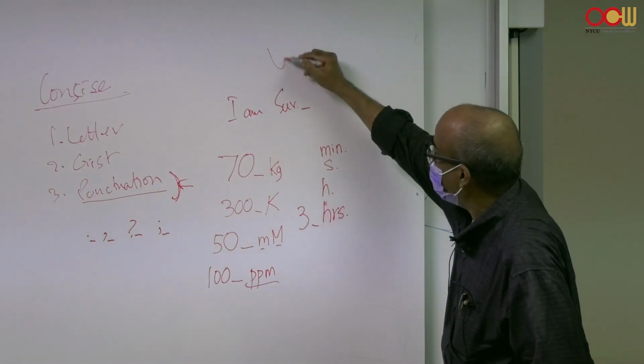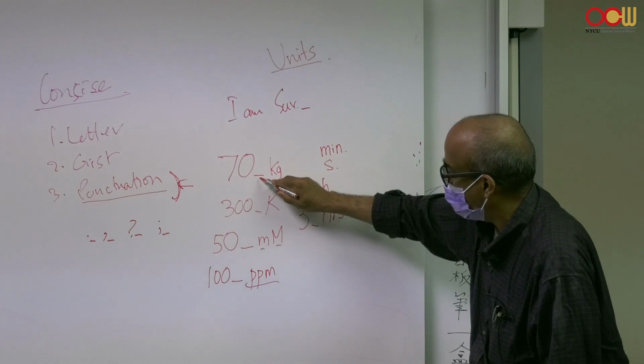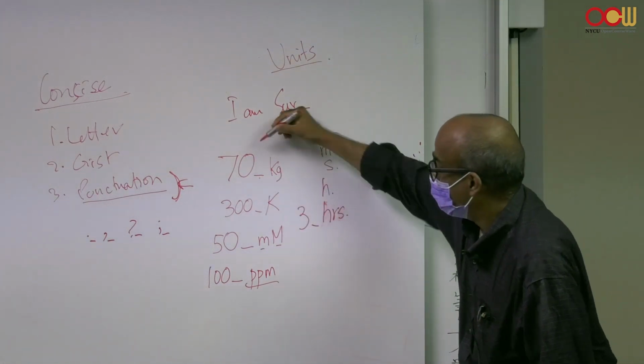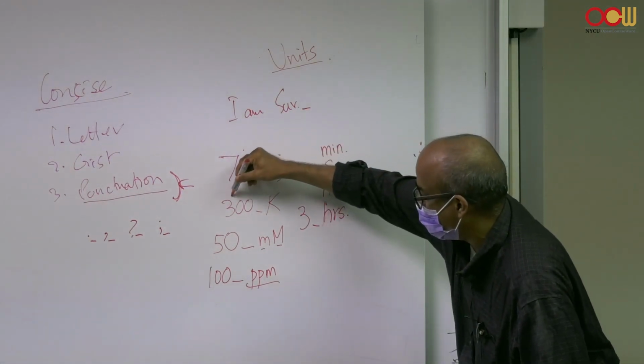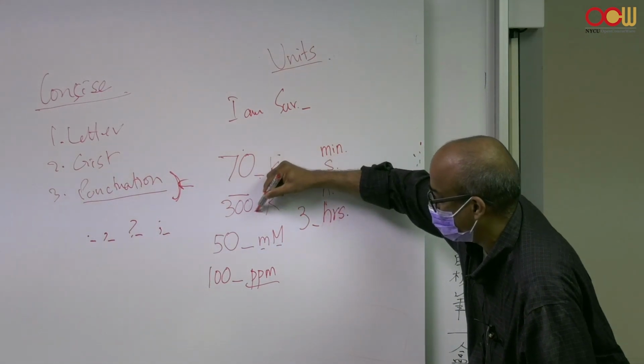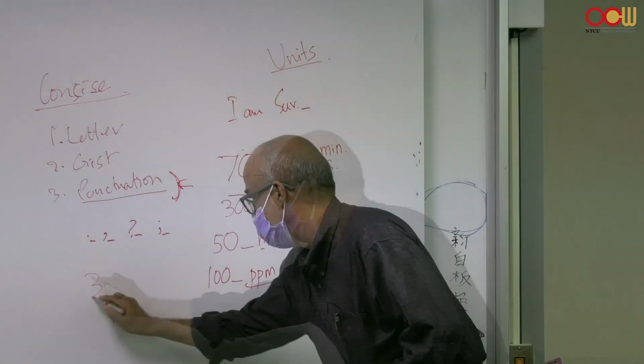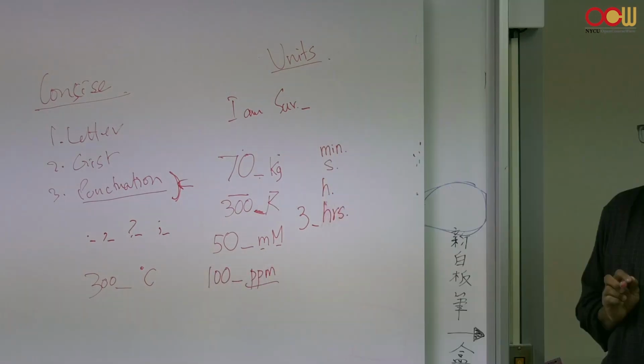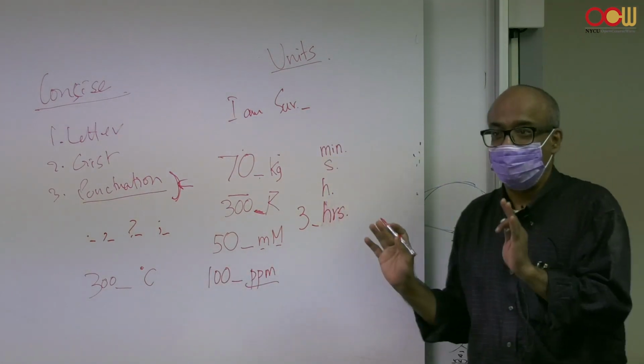When you are using units, there is a space before. So the number and the unit, this is the number, this is the unit, there is a space. 300 degrees centigrade, and that C is capital. So you need to know the units and how to write them.